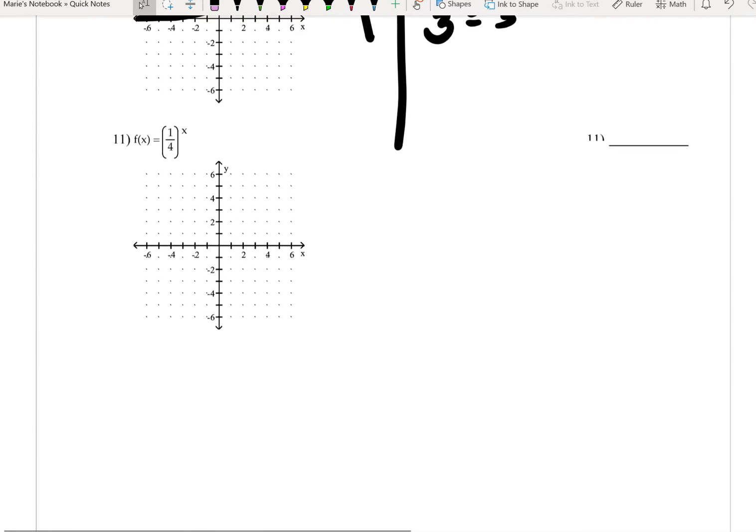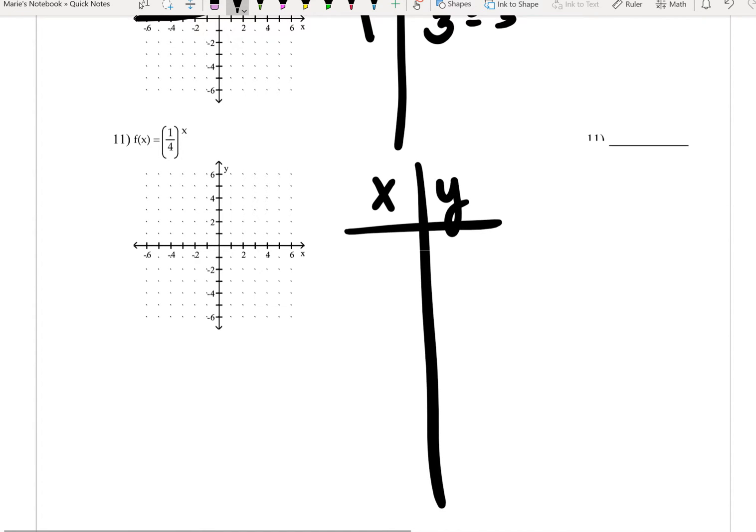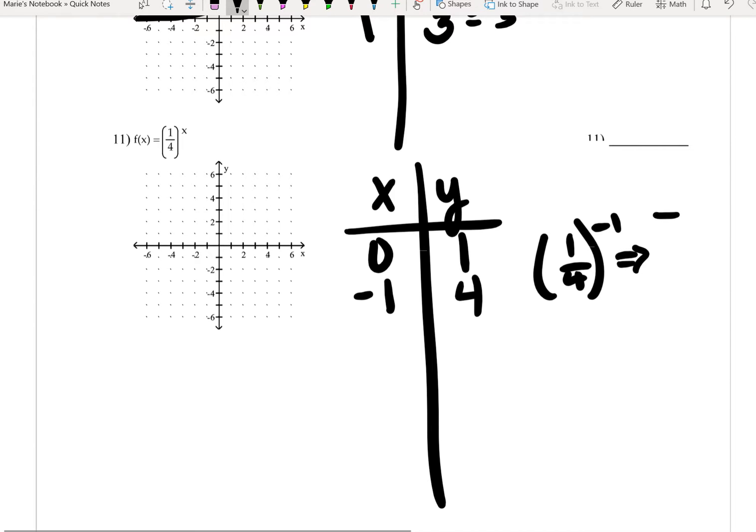When you look at this next one, again, same thing. Create an XY grid. We're going to say when x is 0, y is 1. But on this one, I'm actually going to lean towards the negative numbers, because if I use -1, this becomes a whole number 4. Reason? If this is 1/4 to the -1 power, well, that becomes 1 to the -1 power over 4 to the -1 power. We don't like negative powers, so we end up inverting the fraction. And that's how you end up with 4.